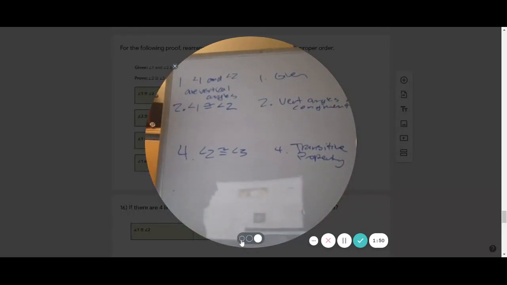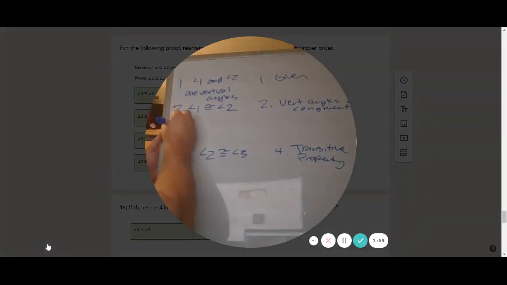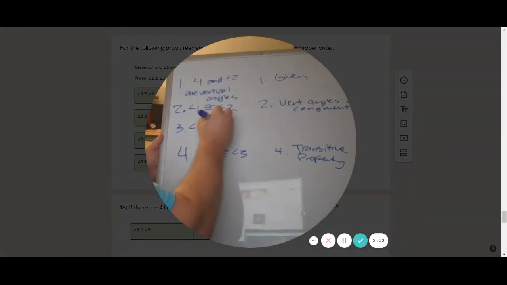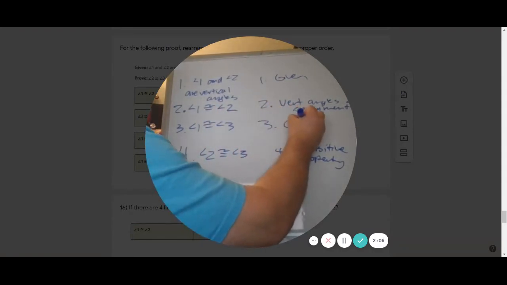And then, so angle 1 is congruent to angle 2. And now let's bring up this given that angle 1 is congruent to angle 3. So that'll be step 3. Angle 1 is congruent to angle 3. We didn't figure that out. It was just given to us.